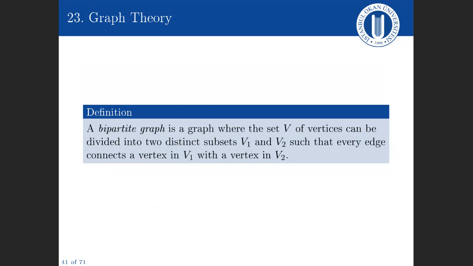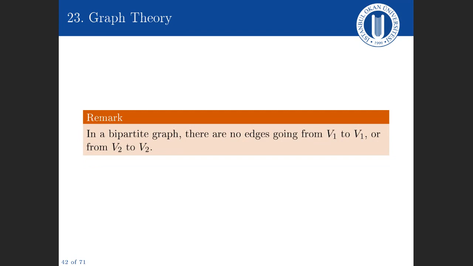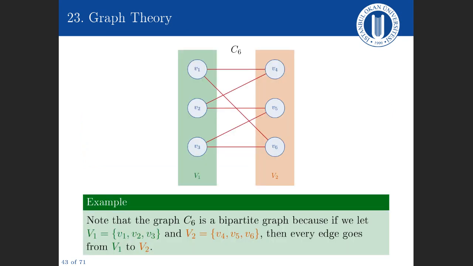A bipartite graph is a graph where the set of vertices V can be divided into two distinct subsets such that each edge connects a vertex in V1 with a vertex in V2. In a bipartite graph, there are no edges going from V1 to V1, and there are no edges going from V2 to V2. For example, the graph C6, which a few slides ago I drew as a hexagon, now I'm choosing to draw like this. The vertices shown here as V1, V2, and V3, I am drawing in a set called V1. And vertices V4, V5, V6, I'm saying are in the subset V2.